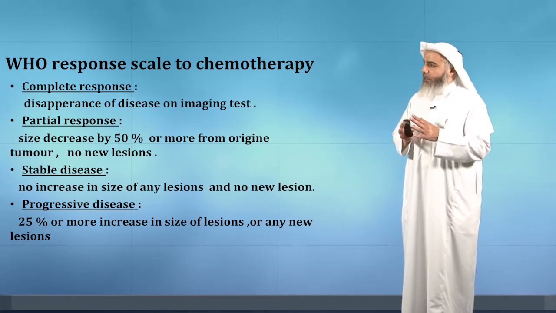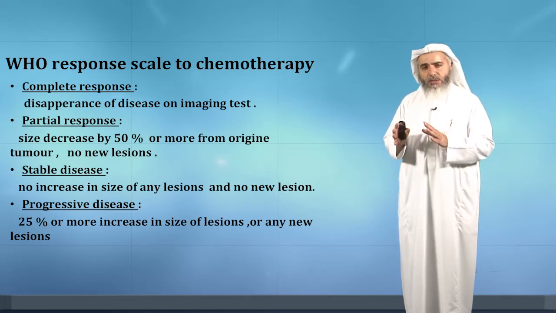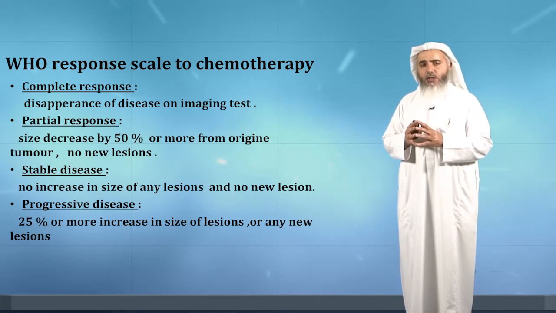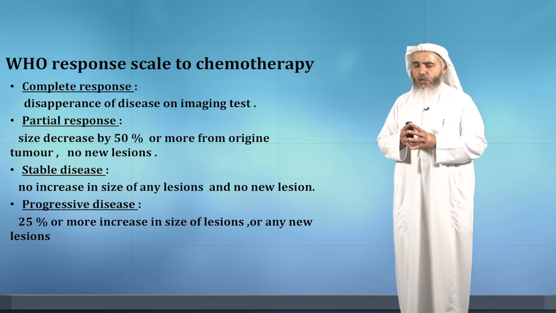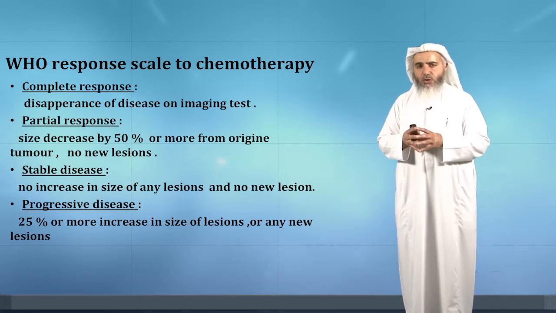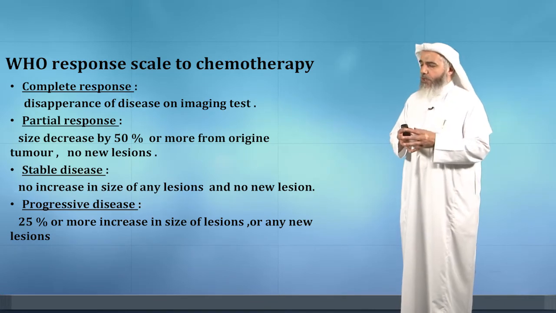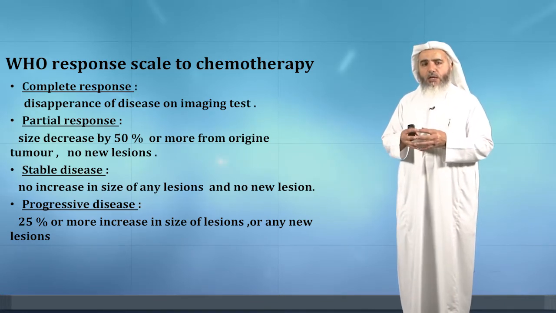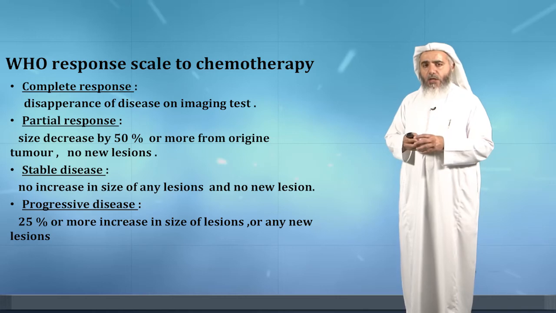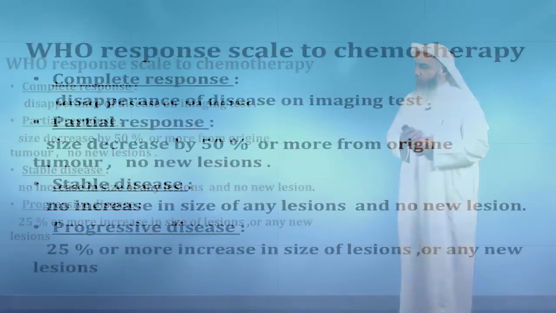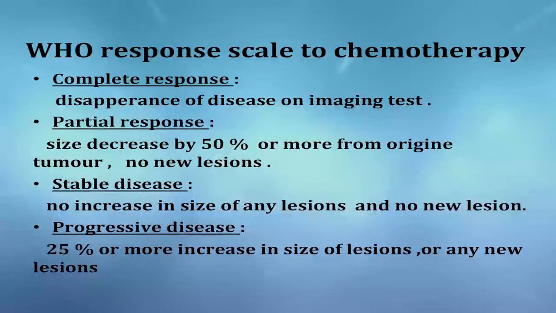Sometimes we call it stable disease, where there is no increase in the size, the tumor did not increase and did not decrease, and there is no new lesion. Or we may have progressive disease, where the patient has a poor response, a decrease of 25% or less, or an increase in the size of the tumor, plus development of a new spot or new lesion at a different site.